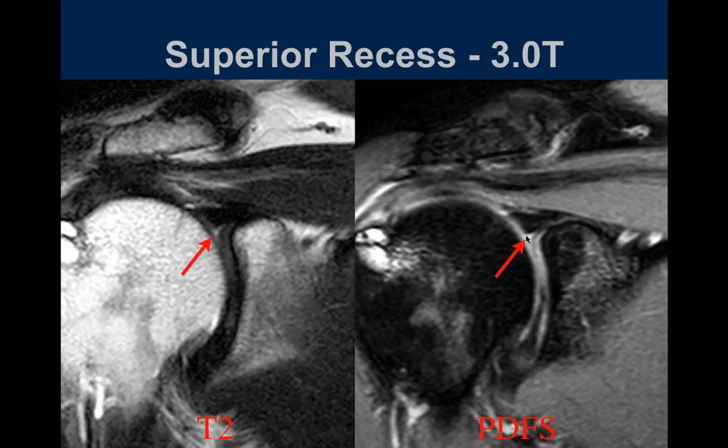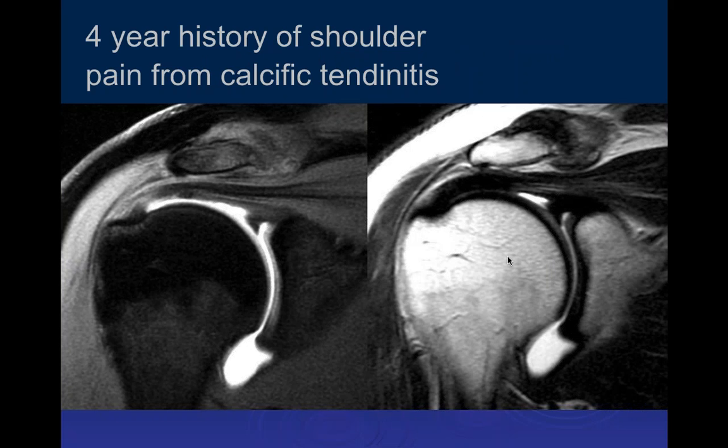One of the things you see is that the margins are nice and smooth. You don't have any signal going into the labrum itself. And sometimes this can go superiorly all the way up here to the bone. That's a superior recess as long as the margins are smooth.